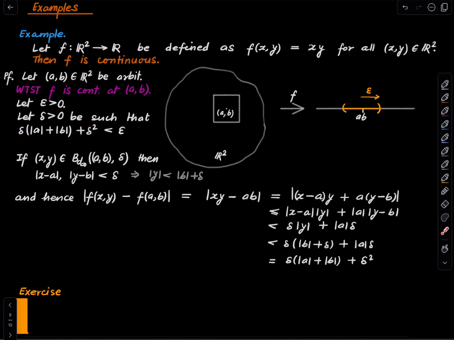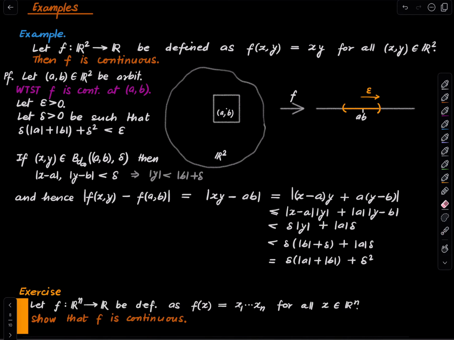And that's it. So if you just fix any positive delta which satisfies this inequality, we'll see that whenever we choose a point (x, y) in this infinity ball, or in the picture you choose a point here, then its image will land inside this orange region, and that's it. So that proves the continuity of this function. So that's nice, and the general case again is an exercise.